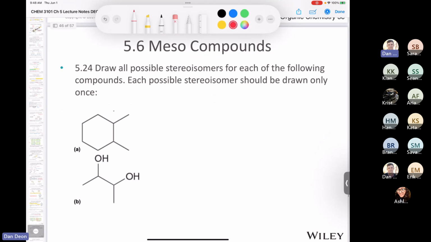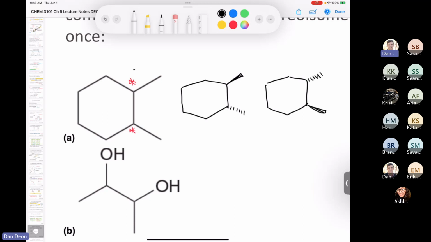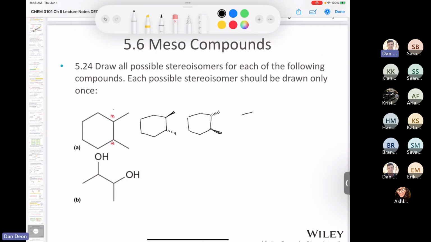So a meso compound. For question 5.24, it says draw all possible stereoisomers for each of the following compounds. Each possible stereoisomer should be drawn only once. Okay, well, let's take a look at this first compound. We've got 2 chiral centers, one here and one here. So what are my possibilities? I can have one methyl group going up and another methyl group going down. And I can also draw its enantiomer, where I have this methyl group going down and this methyl group going up, like this. Now, is there another possibility?